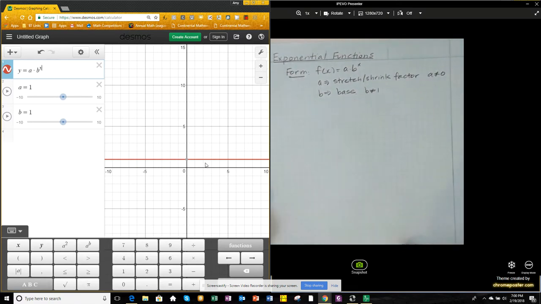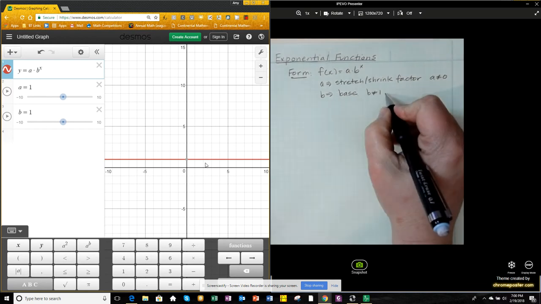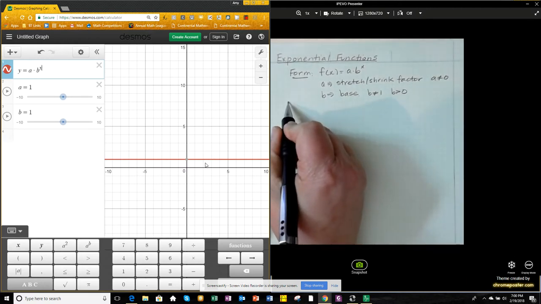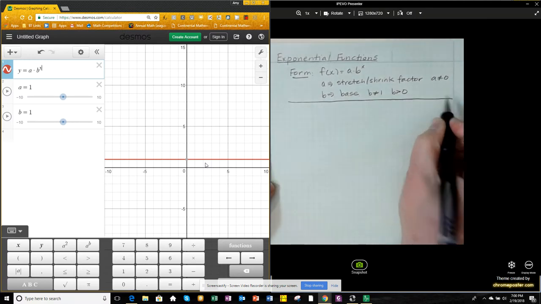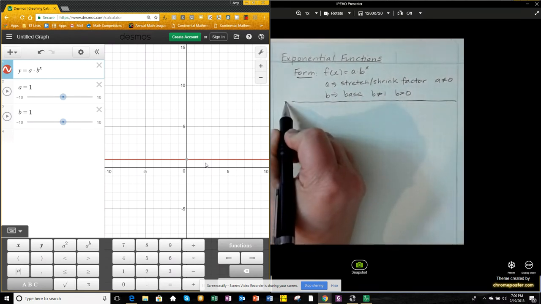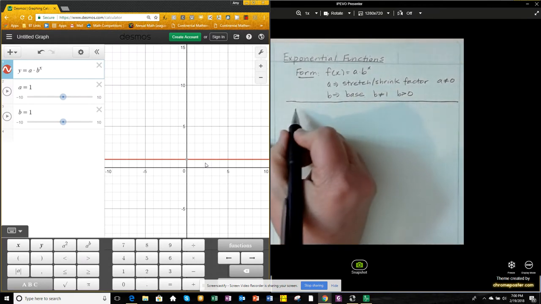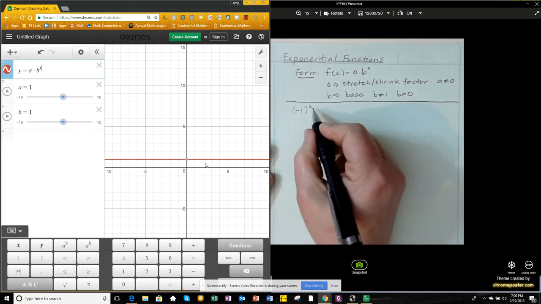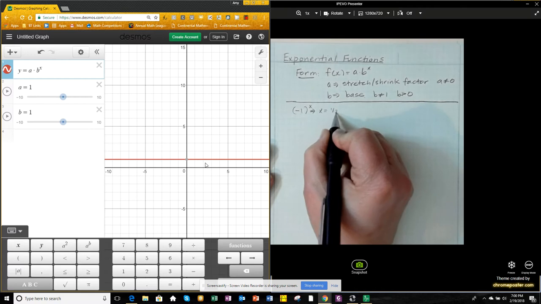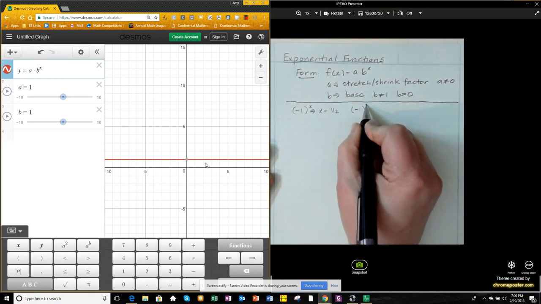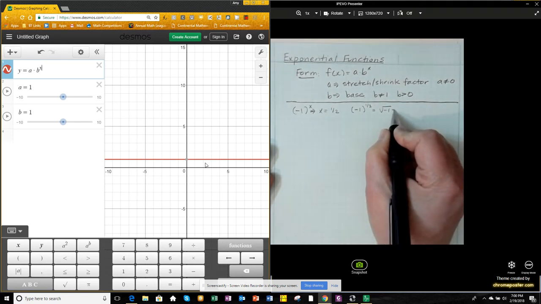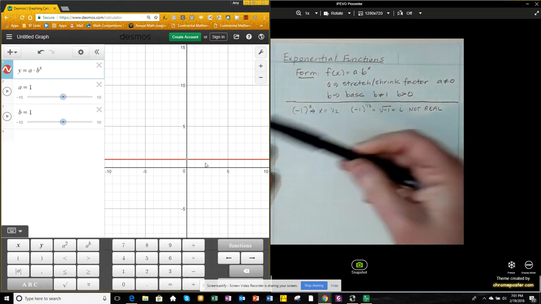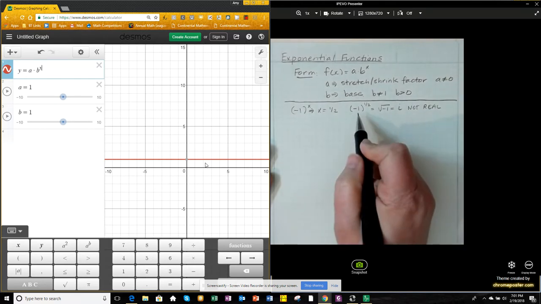And the other restriction we need to leave on our base is the base can't be negative, and the base has to be greater than 0. So the base is going to be greater than 0, but not equal to 1. And the reason the base can't be less than 0 is that if we raise a negative number to a variable, like negative 1 to the x, that's going to alternate. But what happens when x is equal to 1 half? Well, what does that mean? That means that's equal to negative 1 to the 1 half, which is equal to the square root of negative 1, which is equal to i, which is a not real solution that we can show on the graph over there to the left. So the base can't be a negative number.